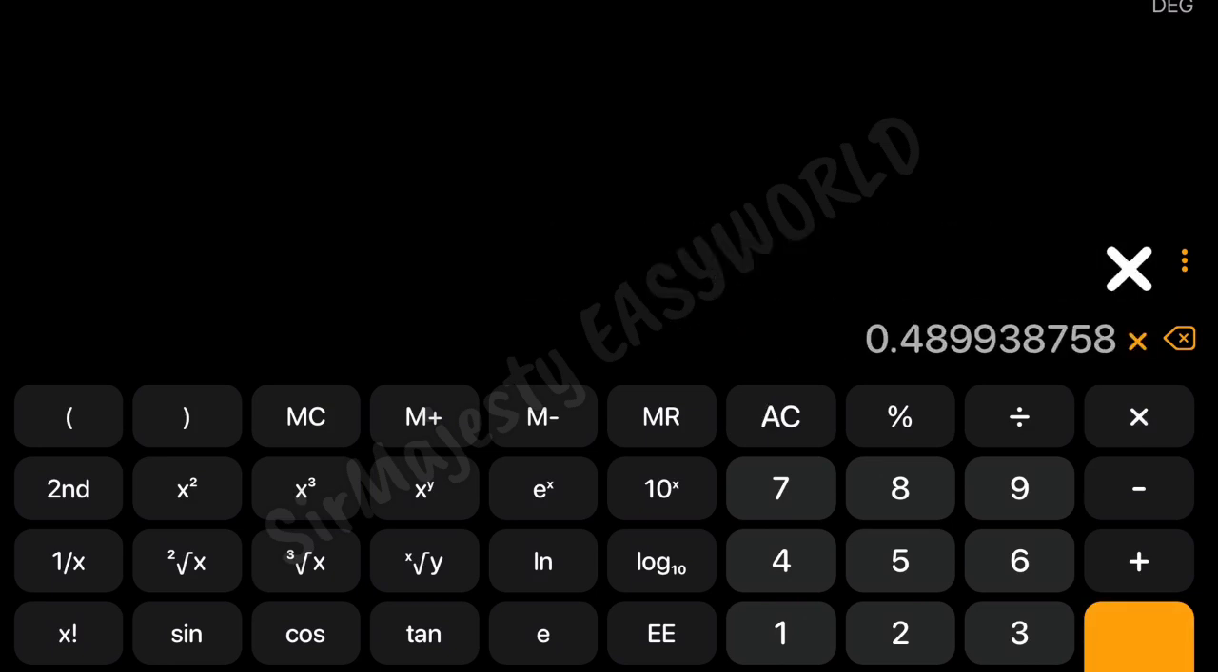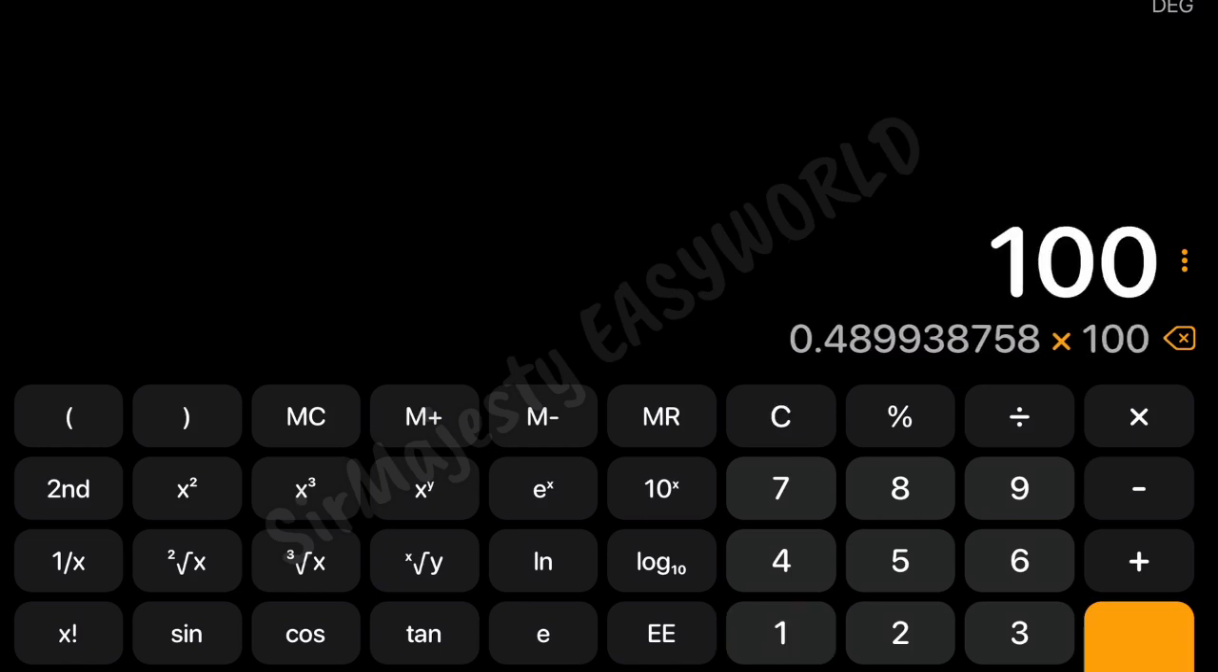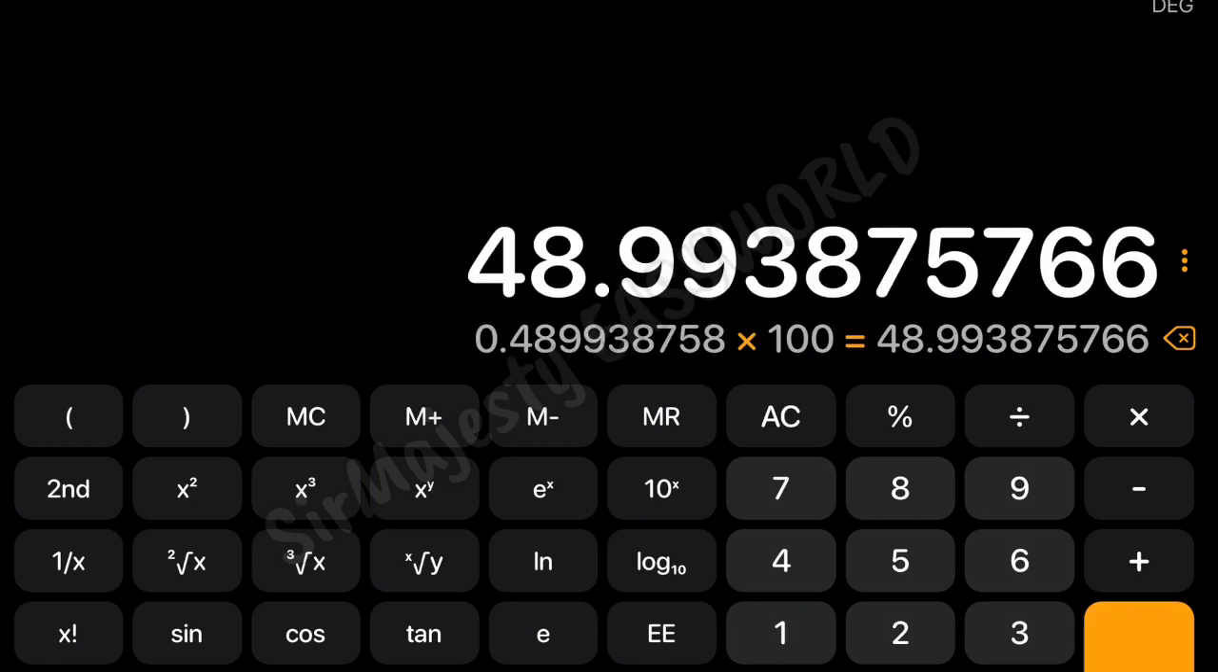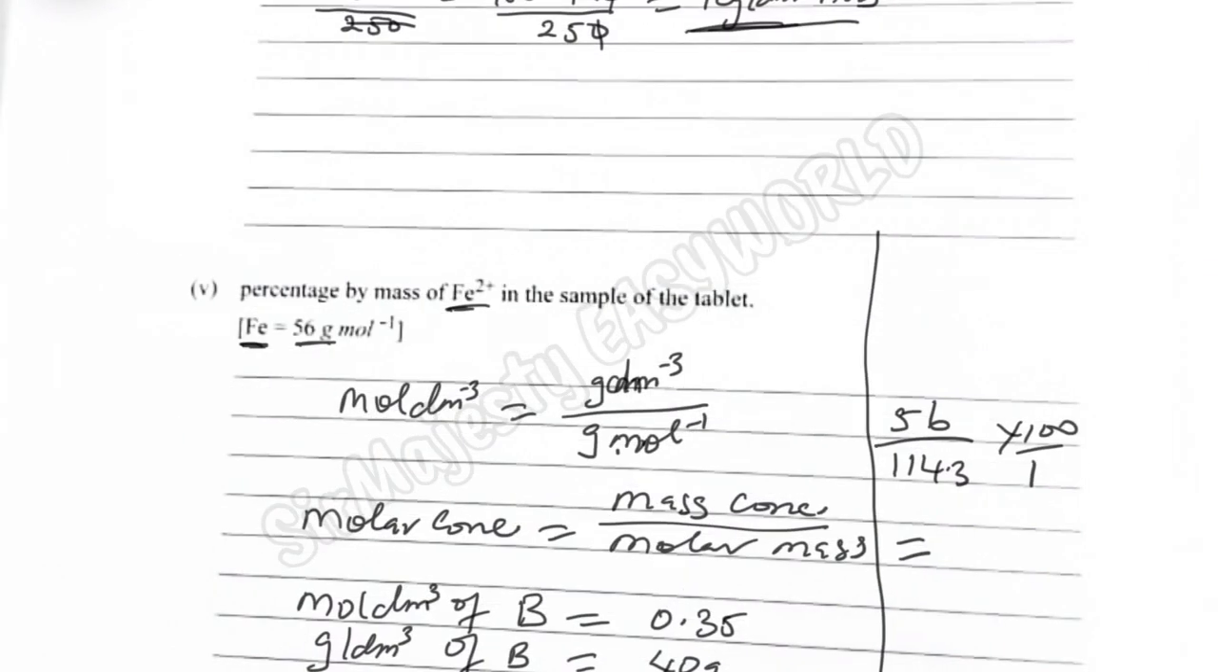48.99, approximately 49%, times 100 is 48.99%. So 48.99%, which you can approximate to be 49% of the iron in the sample. So this is the answer to this question.